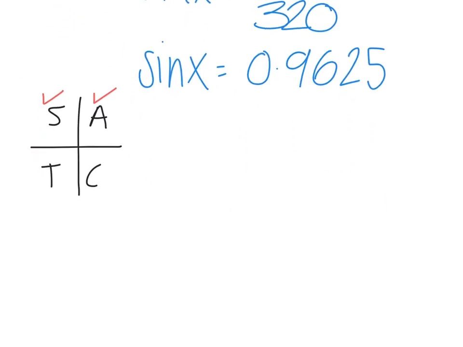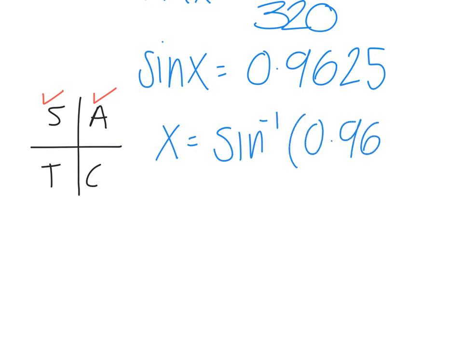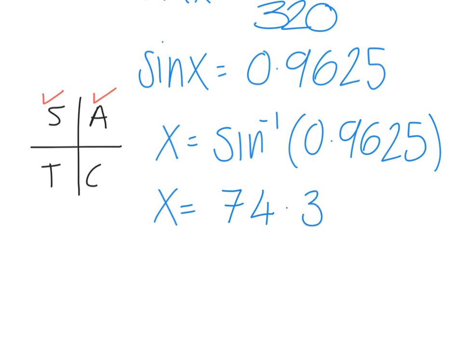So we'll go ahead and work that out. The answer for x, our angle, is going to be the inverse sine of 0.9625. So once again, going ahead and doing that on our calculator gives us the answer for the acute angle between the barrier and the horizontal, which is 74.3 degrees corrected to 1 decimal place. That's the answer and the end of the question.